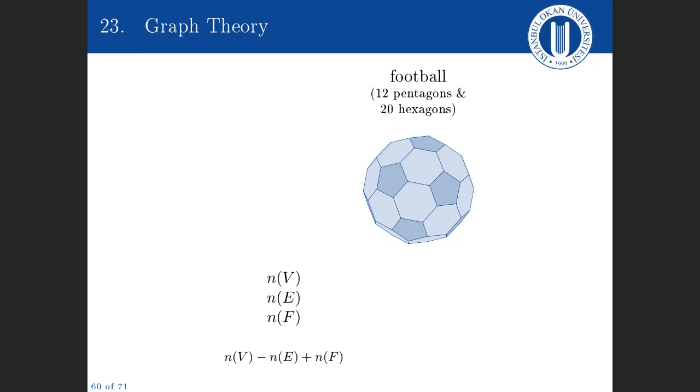Well, we can calculate this because every vertex is on a pentagon, and there are 12 pentagons. And each pentagon has 5. So the number of vertices must be 12 multiplied by 5, or there must be 60 vertices. How many edges are there? Every edge joins together 2 vertices, and every vertex has 3 edges. So I'm going to do 60 vertices, multiply by 3, because each vertex has 3 edges connected to it, but then we're counting each one twice. So I'm going to divide by 2, or 90.